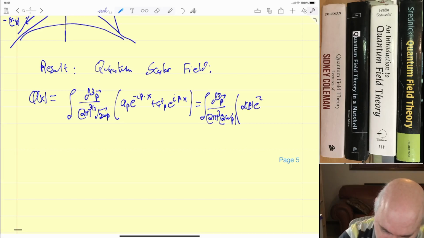Coleman is the only book that I know that actually uses different symbols. Most books stick to one or the other and they use the same symbol. I think Srednicki does that. He uses, I believe, this convention, but he doesn't call it alpha P, he calls it A of P.